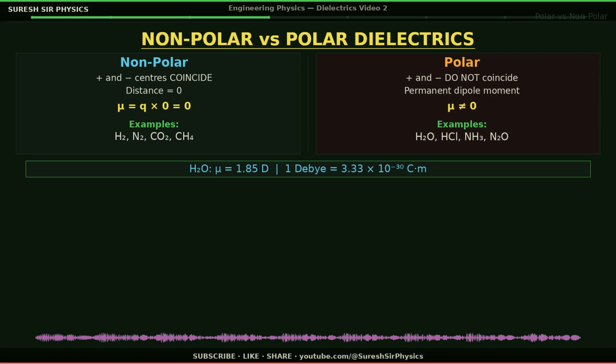Next, in polar dielectrics, the center of gravity of positive charge does not coincide with the center of gravity of negative charge. The molecule possesses a permanent dipole moment mu not equal to 0. Examples for polar dielectrics are H2O, HCl, N2O, NH3.